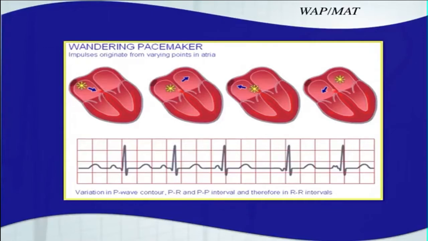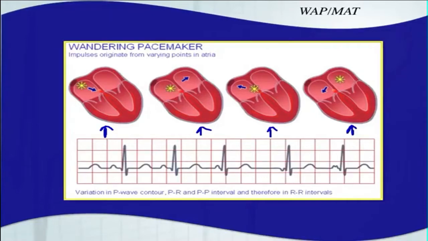Here's a better example of what I was trying to explain. You'll see that the first QRS complex is coming from an atrial focus in the right atrium there. It's still in the right atrium here, but it's a little further down. And then over here, it's close to the atrial septum, and then over here, it's in the left atrium. It doesn't always occur in that pattern, but you'll notice that your P waves will change with every change of those different foci.